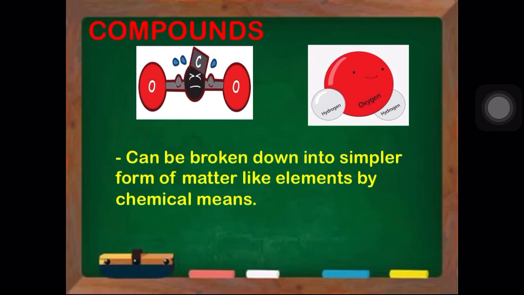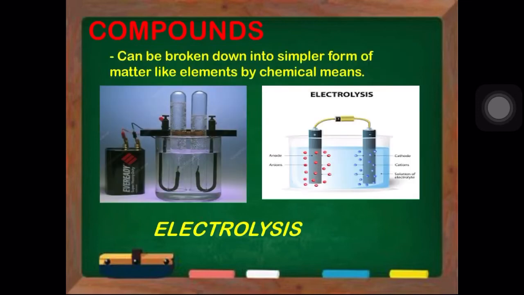Ang compounds ay pwede pang i-breakdown into simpler forms hanggang makuha mo ang basic elements nila. At para gawin ito, kailangan mong gumamit ng chemical reaction na nagpapahina sa attraction or sa bond ng mga atom sa isa't isa para tuluyan silang maghiwa-hiwalay. Halimbawa nito ay para mapaghiwalay ang atoms ng tubig ay gumagamit tayo ng electric current or kuryente. At ang process na ito ay ang tinatawag nating electrolysis.